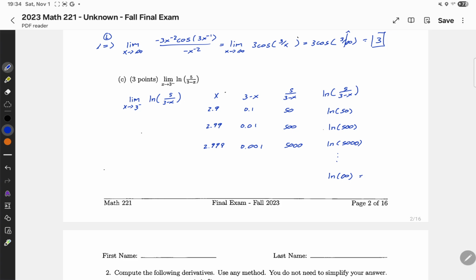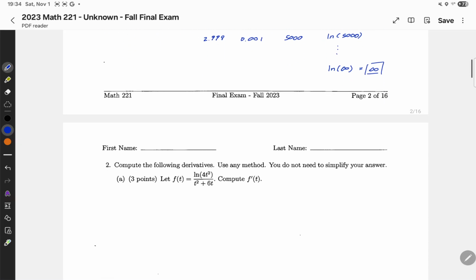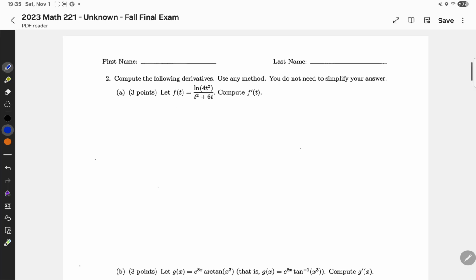So this is just going to go to infinity, just like that. All right, perfect. Let's go ahead and move on to number 2. Get quick support. All right, question 2. Compute the following derivatives, use any method. You do not need to simplify your answer.